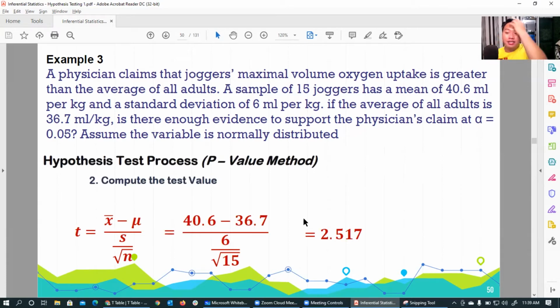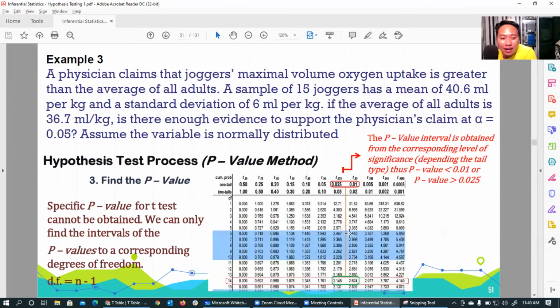The determining process of the critical value for this p-value method in the t-test can be confusing if you don't get the process. So let's start. A specific p-value for the t-test cannot be obtained. We can only find the intervals of the p-values across the corresponding degrees of freedom.